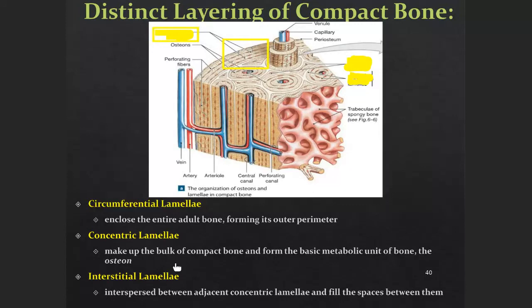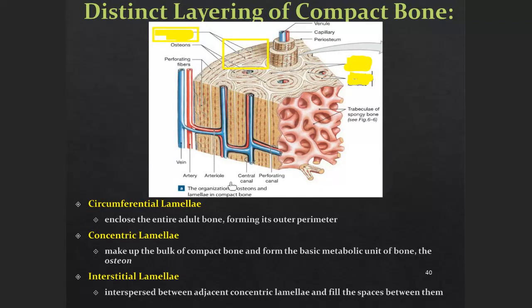Then concentric lamellae. Concentric means circle. So if you can see this, these all are your circles. This is your concentric lamellae, which make up the bulk of the compact bone and form the basic metabolic unit of the bone, that is your osteon. So if you see this one single structure, this is your osteon.